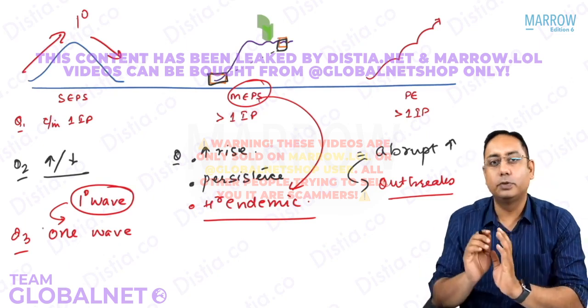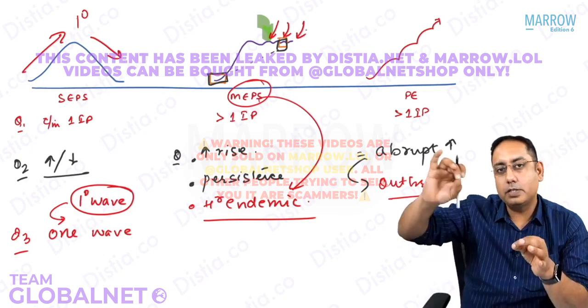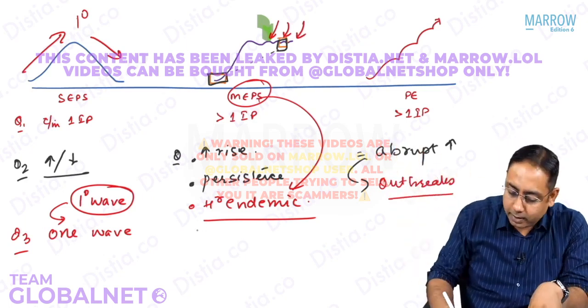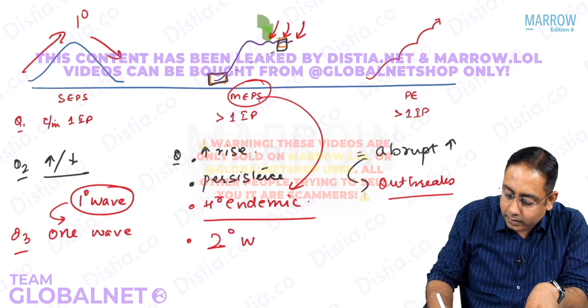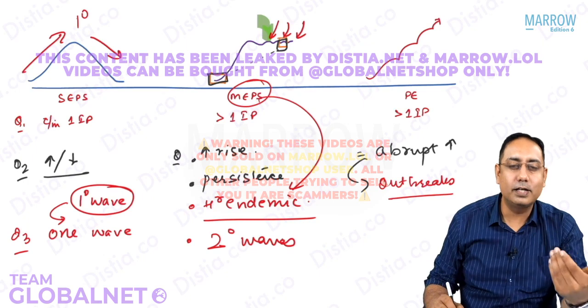Whereas in the single exposure point source, can you see these small wavulations? There will be very small wavulations which will keep on happening. That is called the secondary waves. So, MCQ: will you see secondary waves in a single exposure point source?